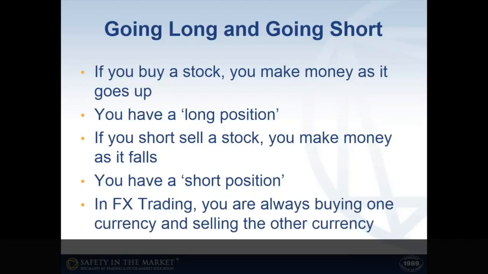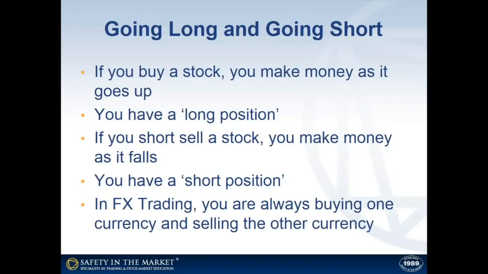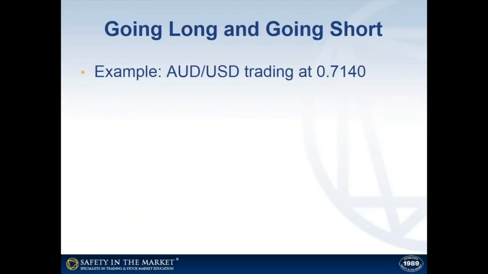In FX trading, you're always buying one currency and selling the other currency. Okay, so remember there's always 2 currencies involved and you're always buying one of them and selling the other one. Okay, so let's look at an example. Let's say that the Aussie dollar US dollar currency pair is trading at 0.7140. That means 1 Australian dollar will buy you 71.4 US cents, or it will buy you 0.7140 US dollars.